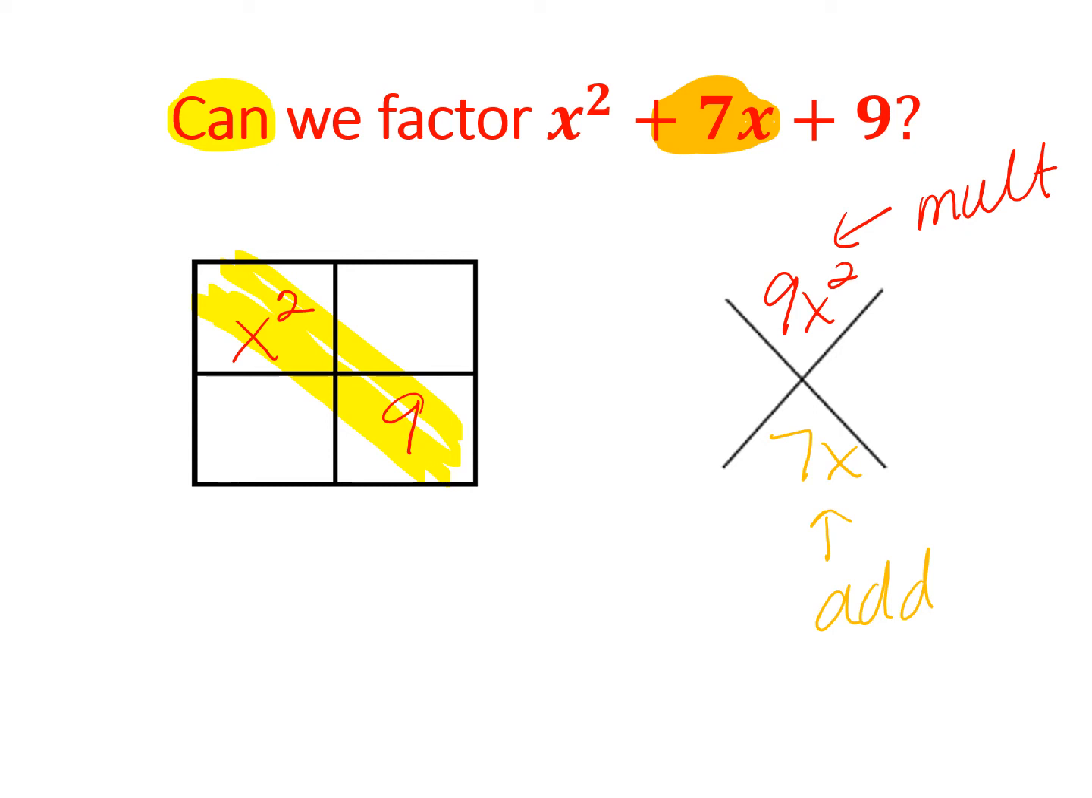So just like in the previous examples, I'm going to start listing what I can multiply that will give me 9. I have 1 times 9, and I have 3 times 3. And then I need to decide which one of those adds up to 7. Well, 1 plus 9 is 10, and 3 plus 3 is 6, so it doesn't work. So for this one, it's not possible. So our answer would be no. We can't factor this polynomial because there are no factors of 9 that will add up to 7.